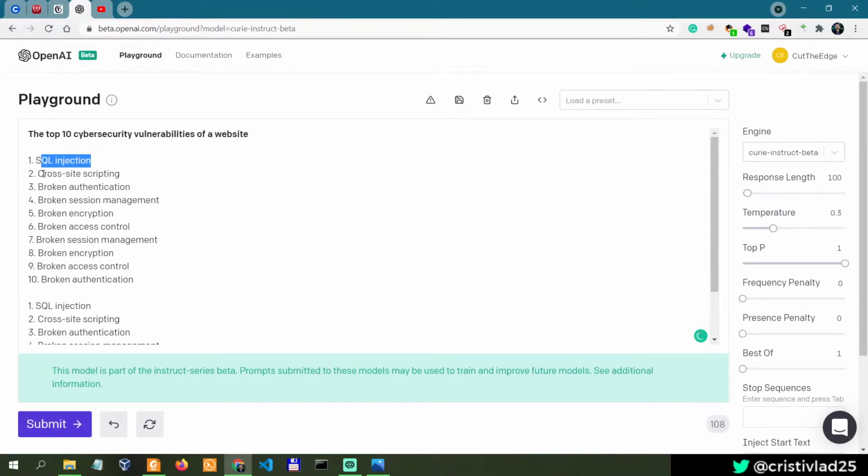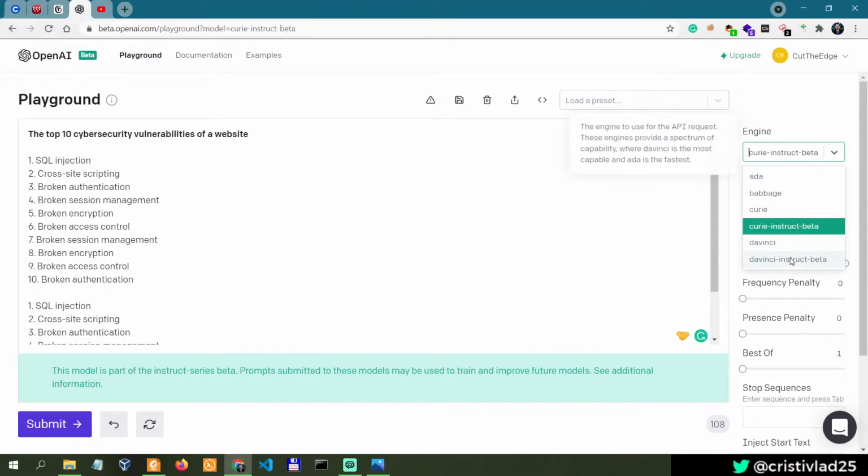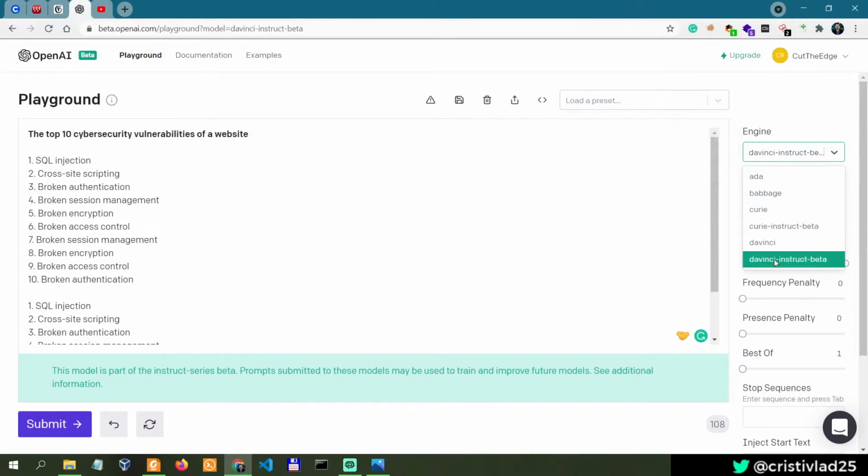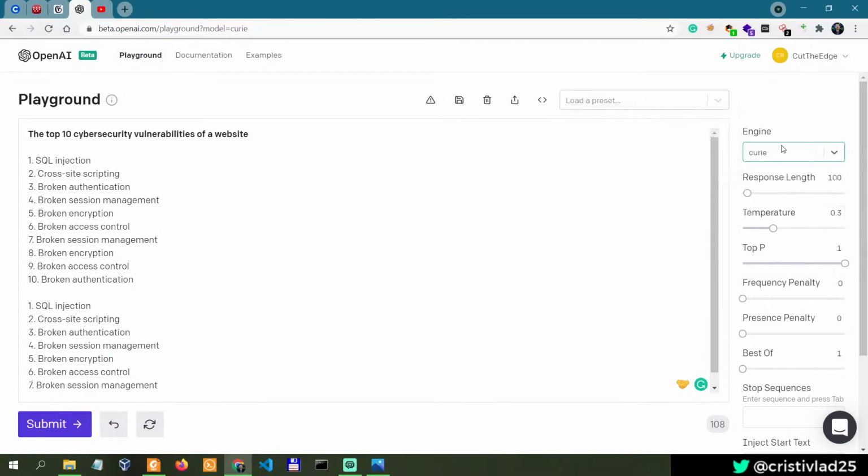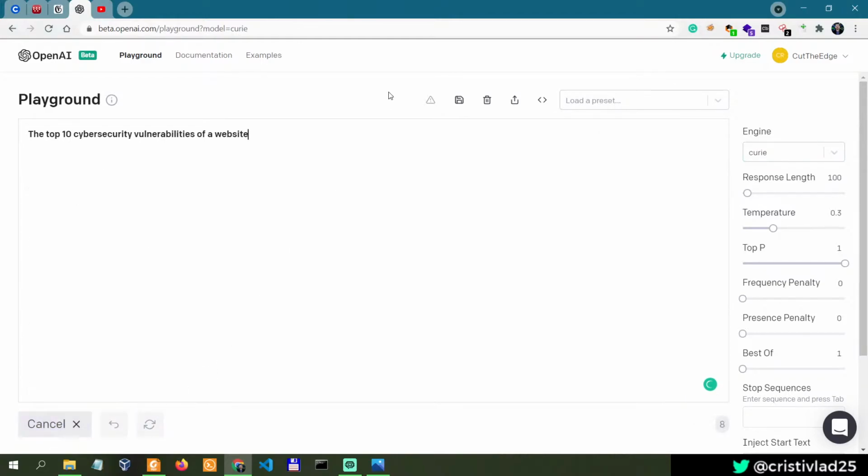So we have SQL injection, cross-site scripting, broken authentication, broken encryption, access control, session management. So we see a repetition here. Broken encryption, broken access control, another repetition, broken authentication, another repetition. All right. Now, what if we do the same thing with DaVinci instruct beta? But before that, let's do it with the query, because query is not optimized for precise instructions, like fewer shot learning than the instruct is, presumably. And then repeat this.